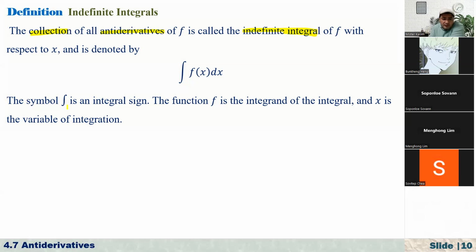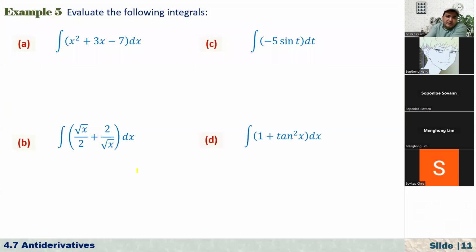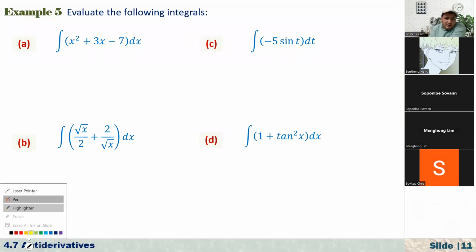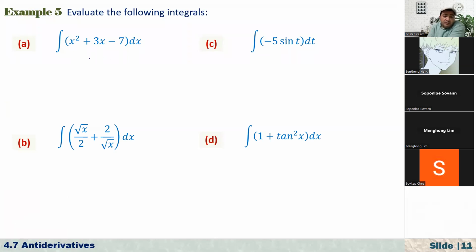The symbol is called the integral sign. The function f is the integrand of the integral, and x is the variable of integration. So evaluating the following integrals simply means that we need to find the most general antiderivative of these integrand functions.